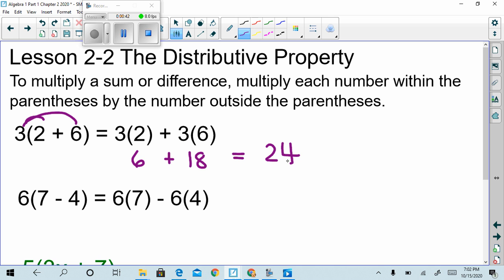We can do that with a difference, 7 minus 4. Again, let's multiply the 6 times 7 and the 6 times 4. Simplify, and we have 18.